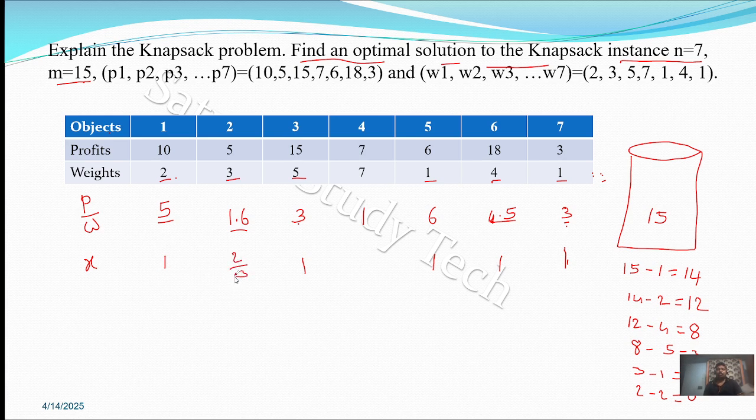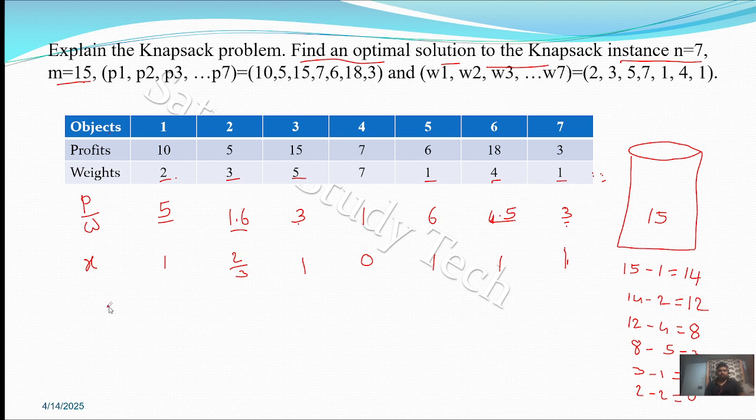So the x value may be a fraction. So it is the fractional knapsack problem. That's why you can take the fractions also. That is 2 by 3 part. The remaining one has profit 1, but there is no space in that bag. So x value is 0. You cannot choose that particular object. So this is the problem.